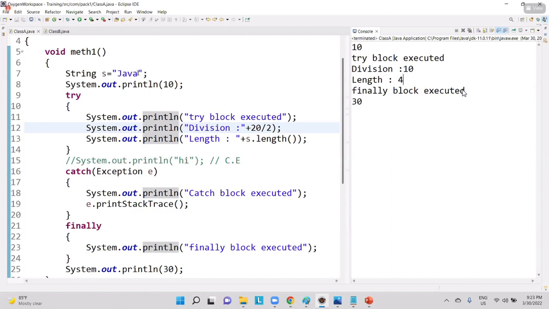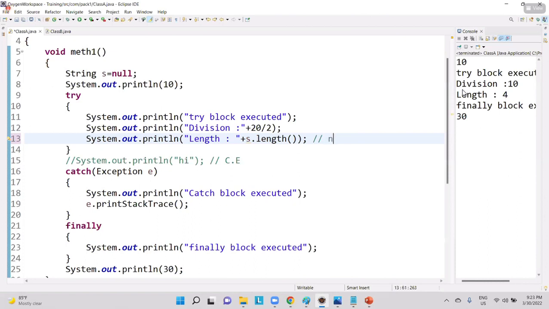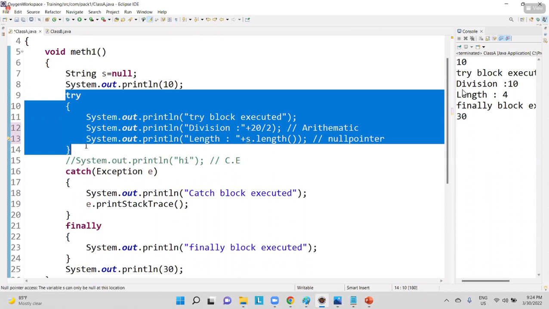But if I'm trying to keep my S value as null, then which exception occurs here? Which is there a chance of occurring? Null pointer exception. Am I right or wrong? Now here, there is a chance of occurring arithmetic exception. So basically in my try block, there is a chance of getting 2 exceptions.